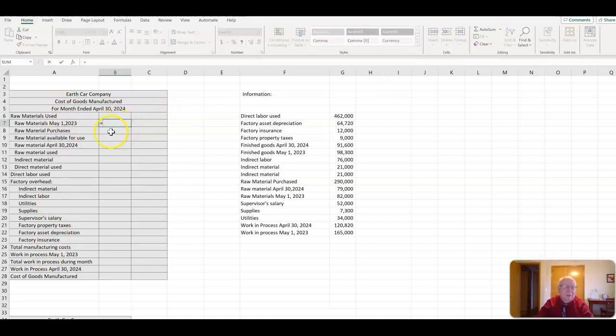But I'm starting with the raw materials, beginning raw materials for May 1st, and that is for 82,000. Then we look at the raw materials purchased, and that's for 290,000. And then we get the raw materials available. We add these two together, gives us 372,000. Okay, so that's the material we have available. Then we subtract off the raw materials that we have not used. So that's the raw material ending inventory. And that would be the 372 then minus the 79,000, or 293,000.